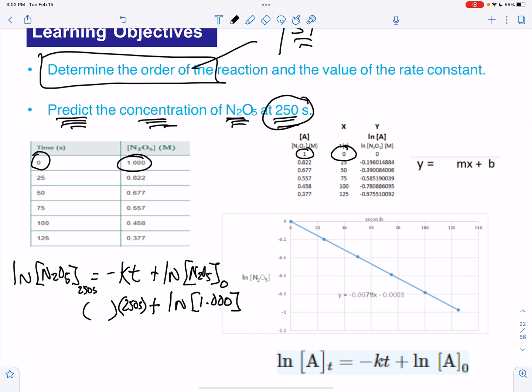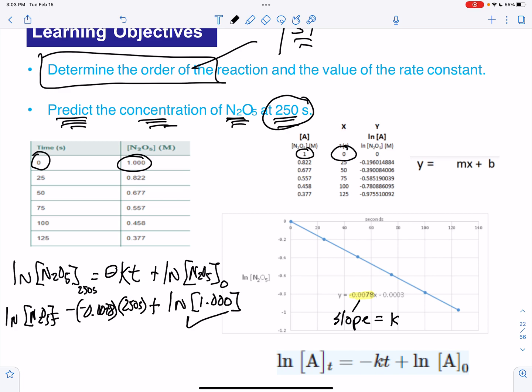What about the k? Remember, the k is nothing more than the slope of the line. So Excel can do that for me. That's my slope, which is the same as my k value. So my k value in this case is going to be minus, it's a minus there, right? Minus 0.0078. And this will be the natural logarithm of N2O5.